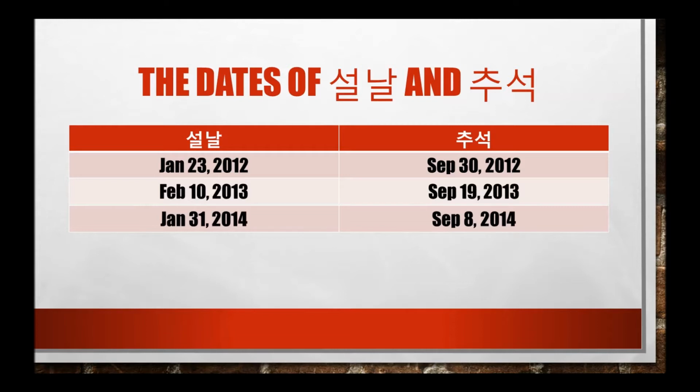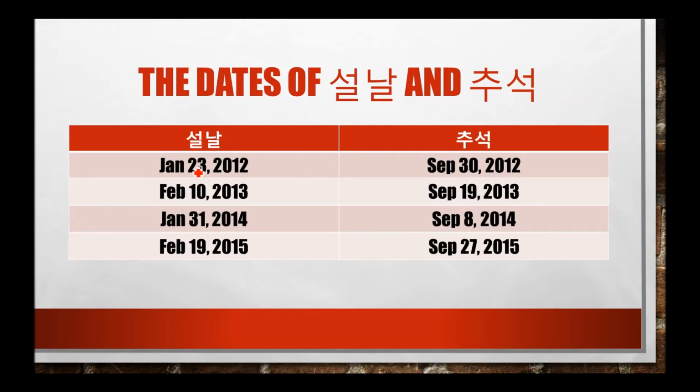Finally, we will see the next year, 2015. It's February 19th and it's September 22nd and 27th. As you can see, there is no particular pattern, and the difference is really huge.